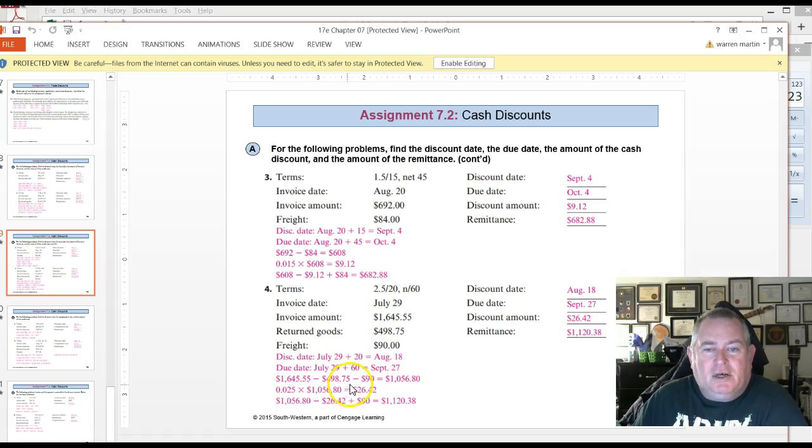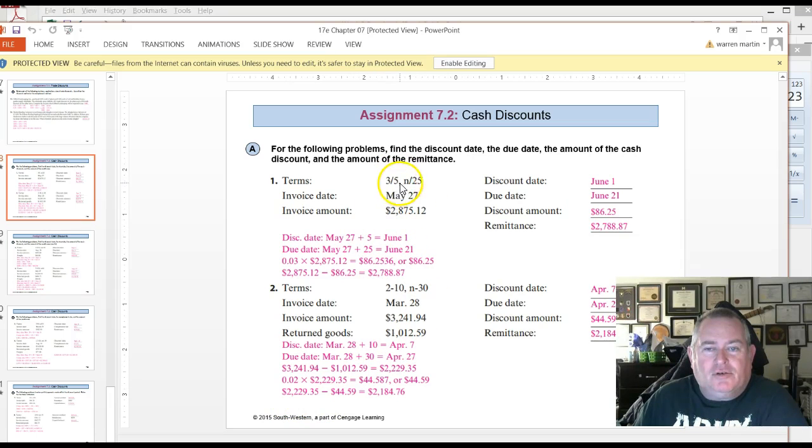Does that make sense? The 2.5 here, I'm going to back up here. So your 3-5, that's where you get your 5 from, your date plus 25, because the 25 is right there, so that's the net date, 25. May 27 plus 25 days is that. The discount date is May 27 plus 5 days. This 3 here is the 0.03 times your invoice amount, which equals this 86.25, your discount amount.